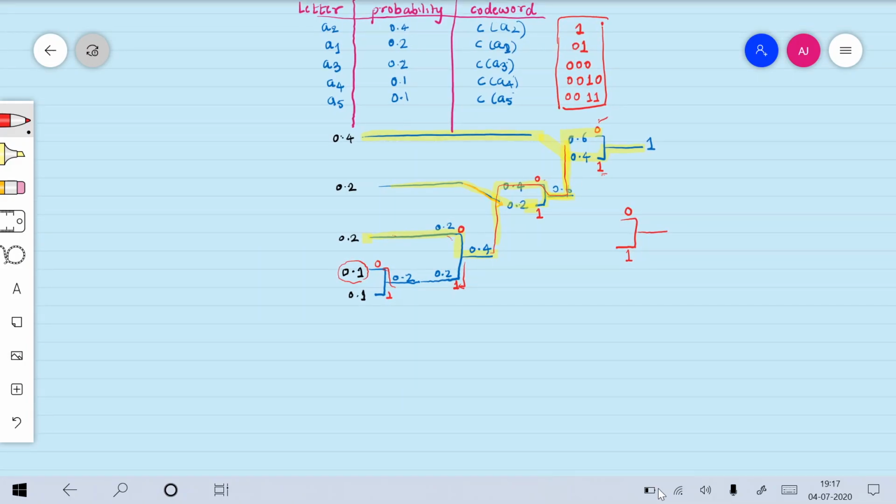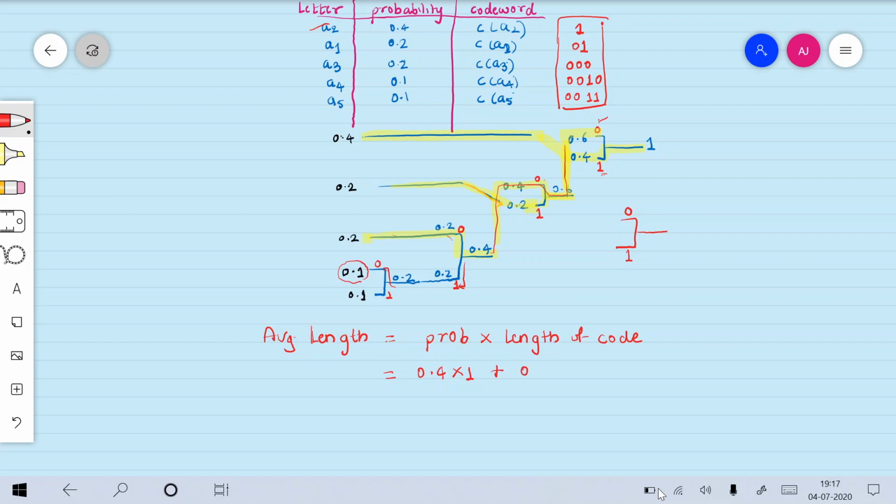So what did I tell you? The average length can be calculated as probability multiplied by the length of each code. Okay, so now let us see if we can calculate. So I will write 0.4. I am talking about A2 here. So 0.4 multiplied by the length of the code, which is 1.